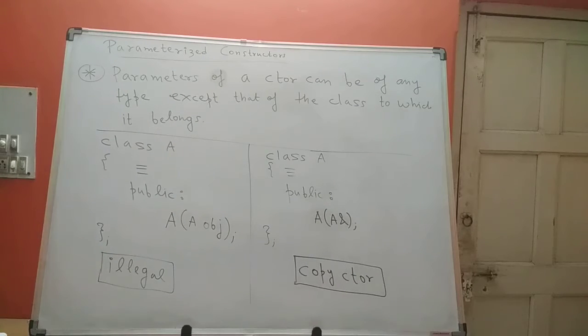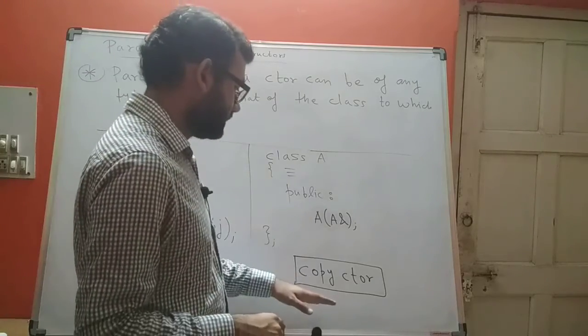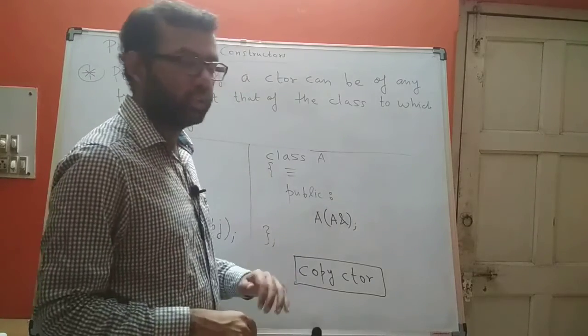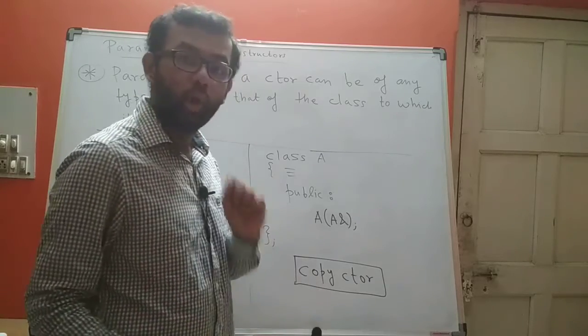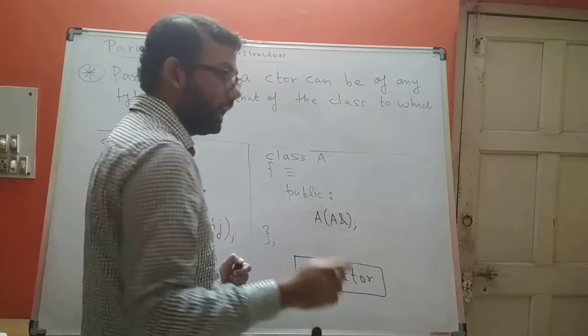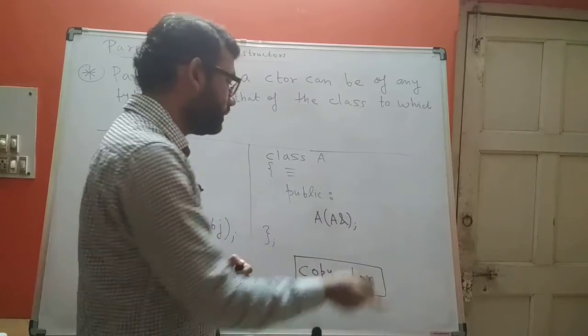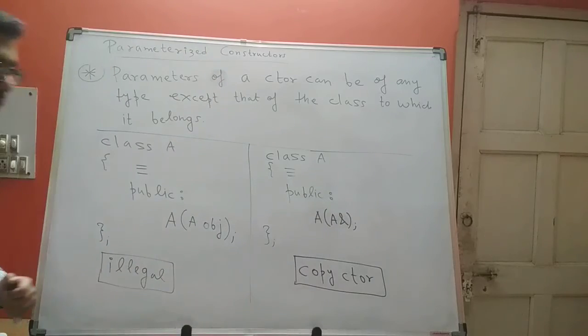So this is what you need to keep in mind for a parameterized constructor. But remember, from the parameterized constructor, we have come to a new constructor. What is this new constructor called? This new constructor is called a copy constructor. What will this copy constructor do? This copy constructor will accept a reference to the class of which the constructor is a part. Now in the next video, we'll discuss copy constructors in detail. I hope this helps. Thank you.